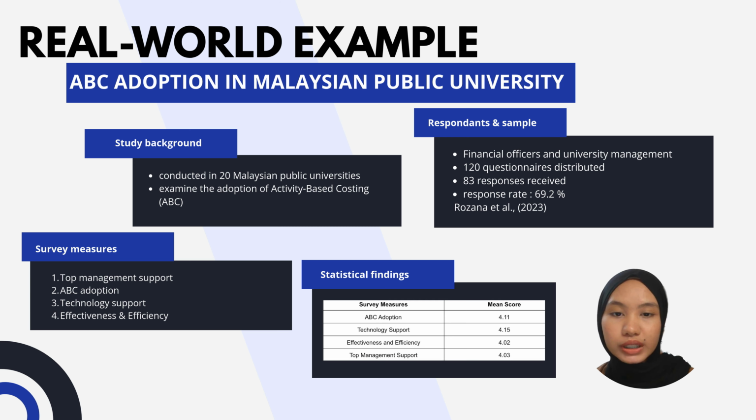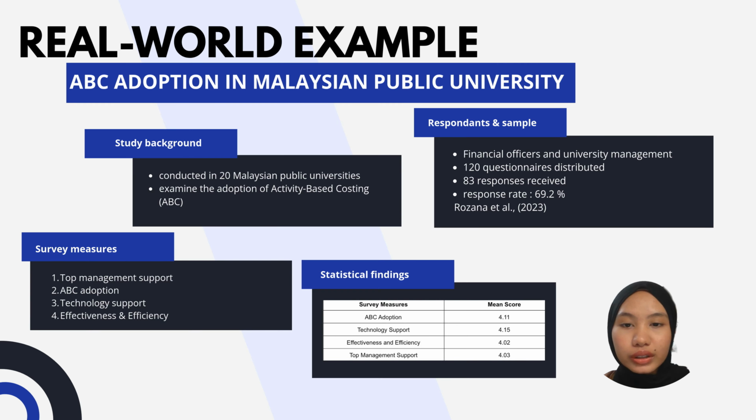The main objective of the study was to investigate whether the implementation of ABC contributes to greater effectiveness and efficiency in university operations, especially in managing costs and allocating resources more accurately. In terms of methodology, the study used a quantitative research approach. The researchers distributed structured questionnaires to individuals who are directly involved in the financial management within the universities. These respondents included bursars, accountants, directors, and other financial officers.